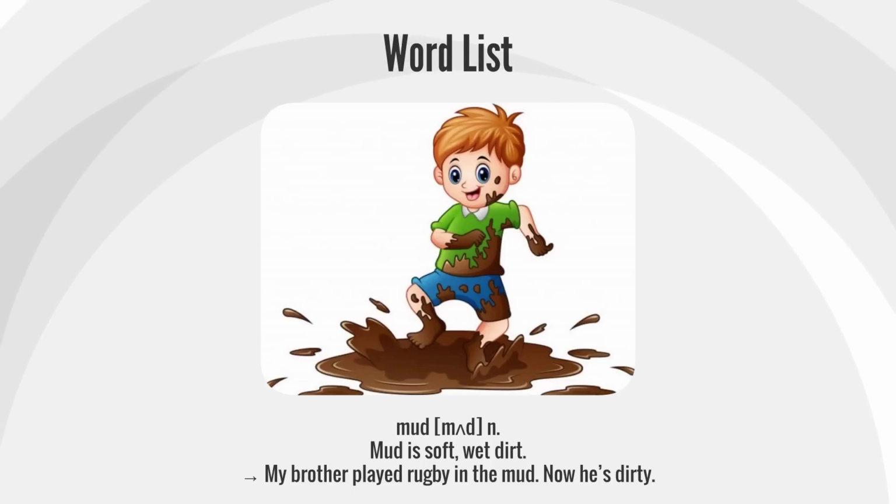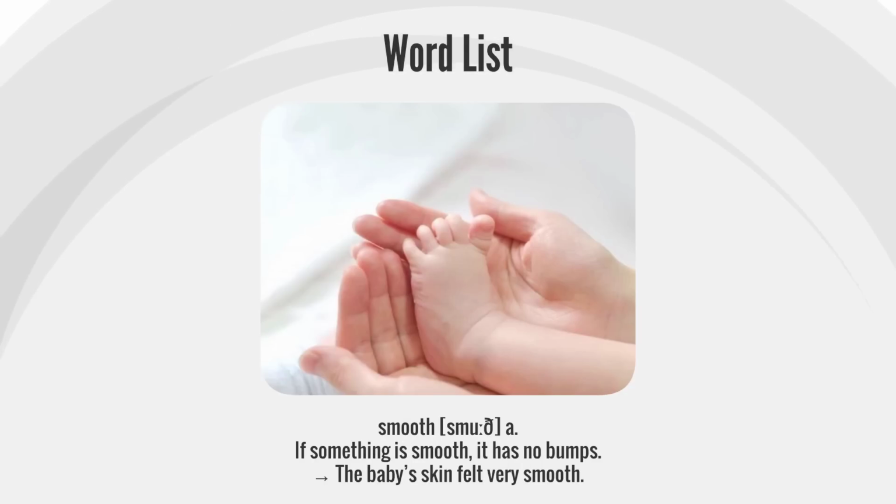Mud. Mud is soft, wet dirt. My brother played rugby in the mud. Now he's dirty. Smooth. If something is smooth, it has no bumps. The baby's skin felt very smooth.